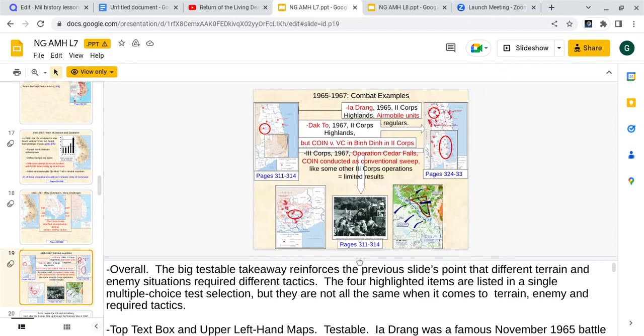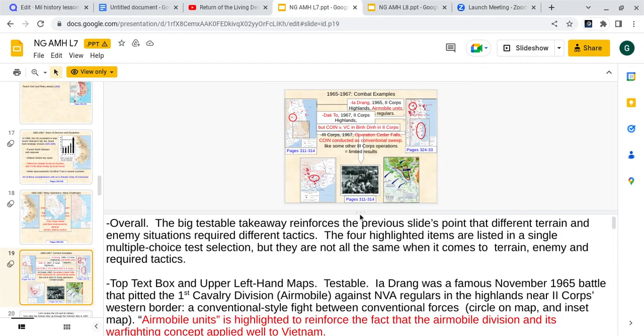And then counterinsurgency had to be used to fight the Viet Cong in Binh Dinh. And then for Operation Cedar Falls, understand that counterinsurgency had to be conducted along with conventional sweeps. So these are kind of examples of the different tactics that had to be used in these four different areas based on the different terrain and different enemies they were facing.